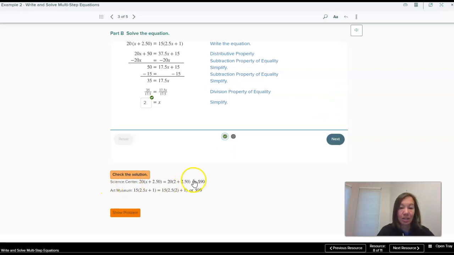So the Science Center, this is the total cost. The Art Museum, this is the total cost. Since they both equal 90, we know we have the correct answer, and this is a blank to fill in on page 154 as well.